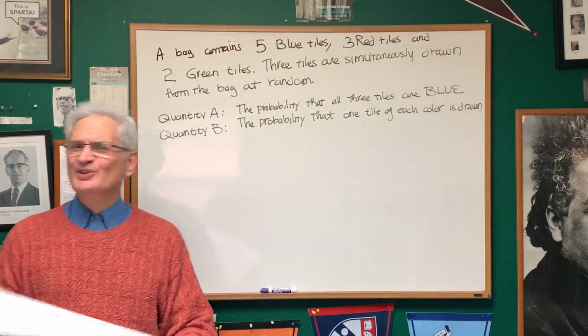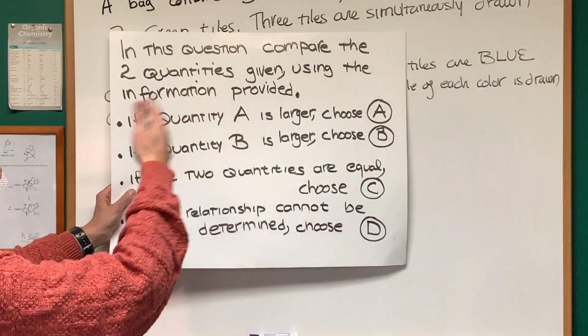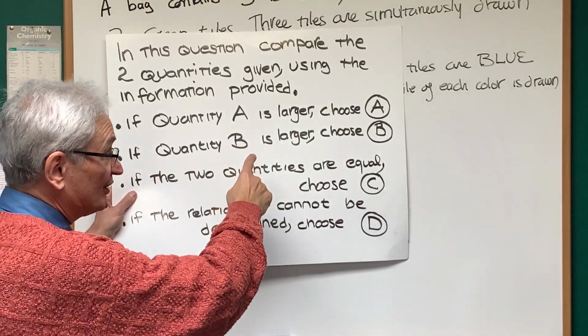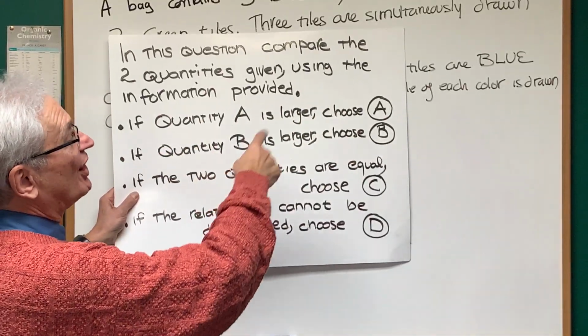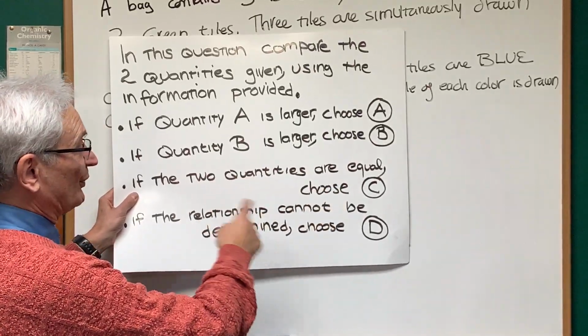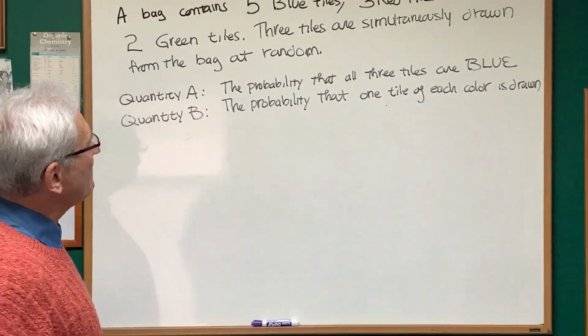Okay, yes, this is one of those comparison problems again with this preamble. In this question, compare the two quantities given using the information provided. If quantity A is larger, choose A. Quantity B larger, choose B. If the two quantities are the same, choose C. If the relationship cannot be determined, choose D. So now let's read this problem together.